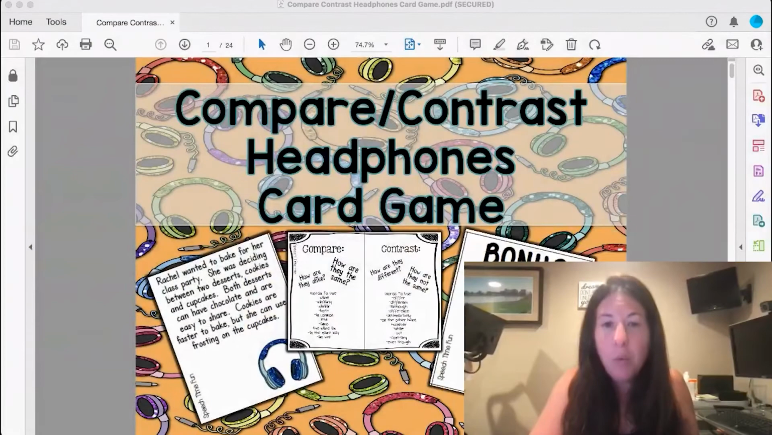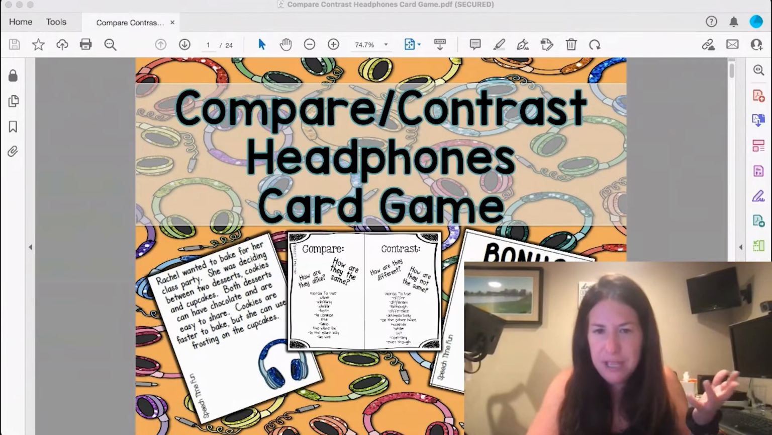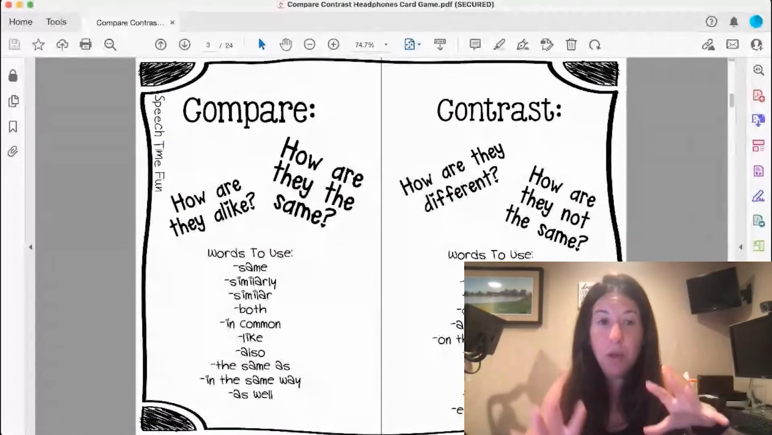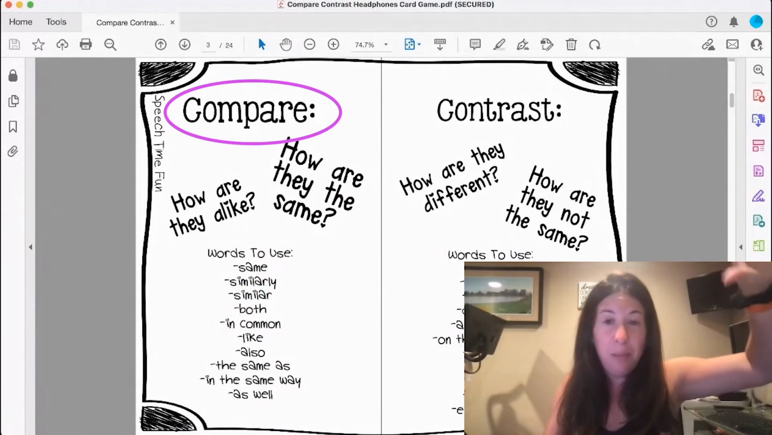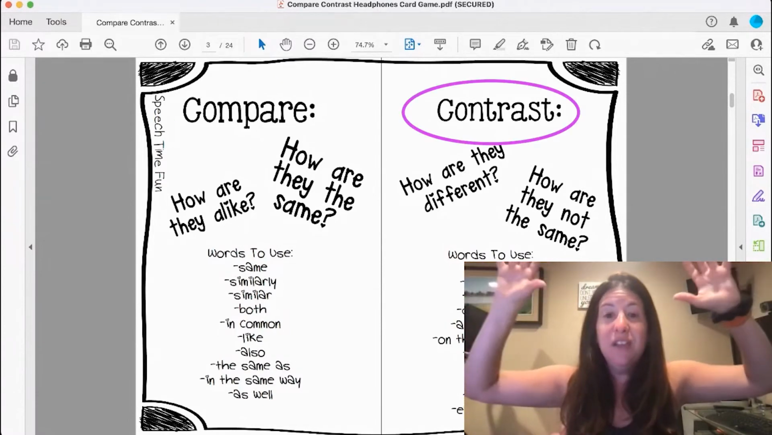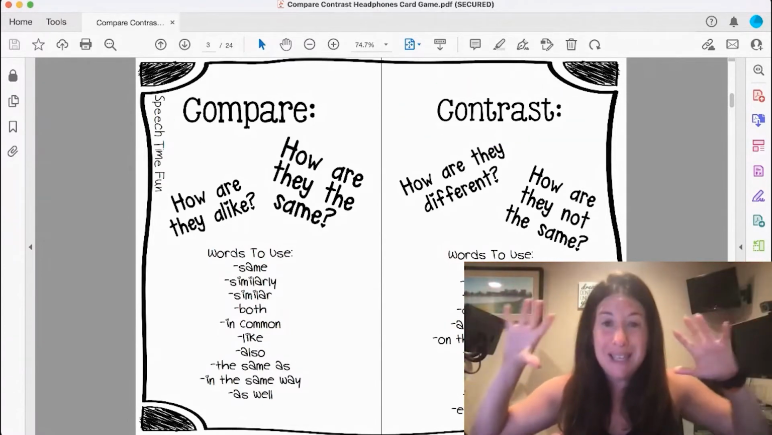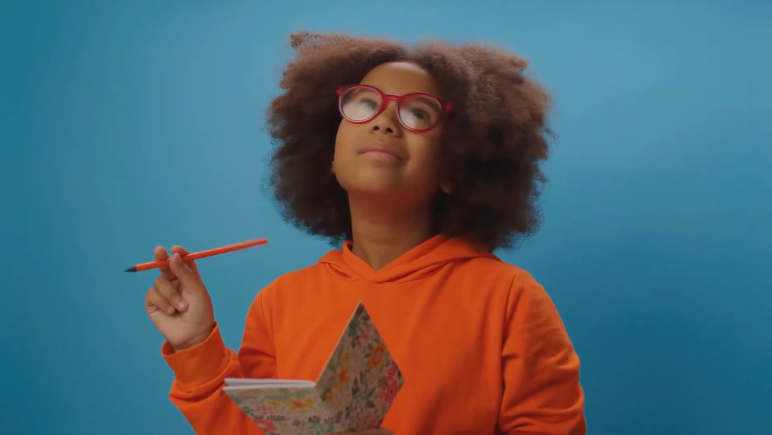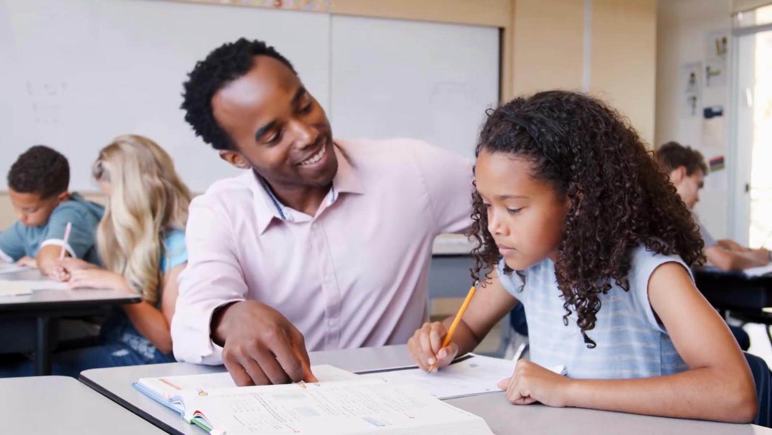So I like doing it with my compare and contrast headphones game. This is a task card game that I have in my Teachers Pay Teachers store, and students can provide a visual. These are the questions that we'll be asking for compare. These are questions that will be for different, and these are some words to use, or you might see them in the question. So they can self-check and have tons of practice using these different words in their answers.